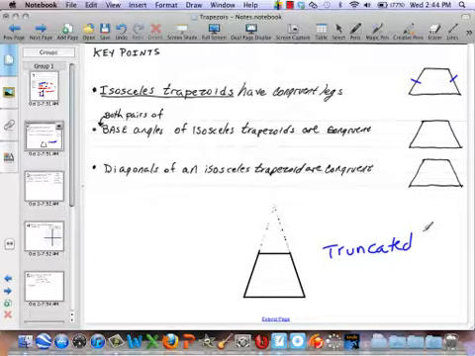To be truncated means literally to have the top cut off. It's half the sum of the bases. Is it parallel to my bases? Yes. That's something else you might want to remember, that the median is parallel to the bases.